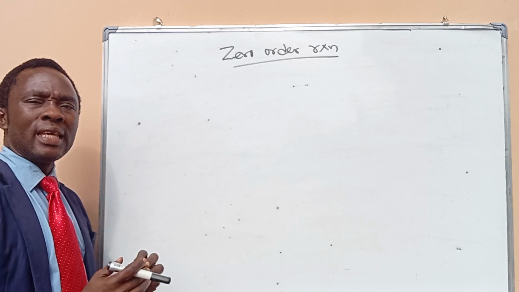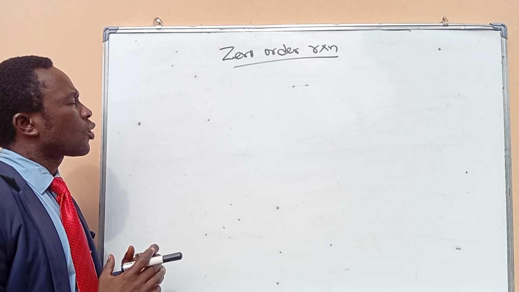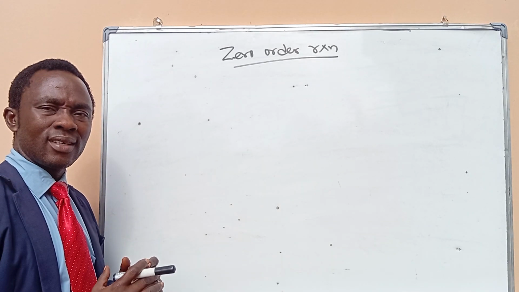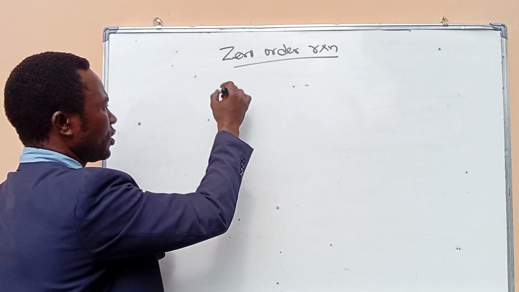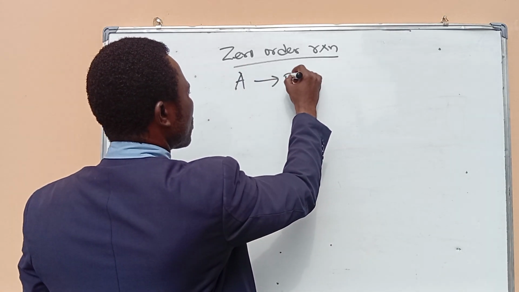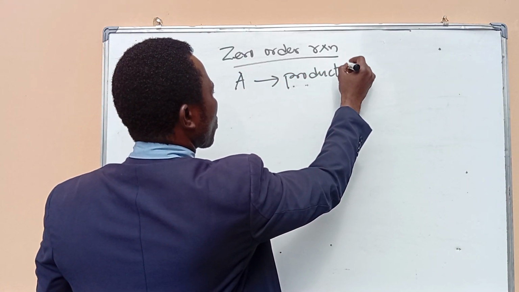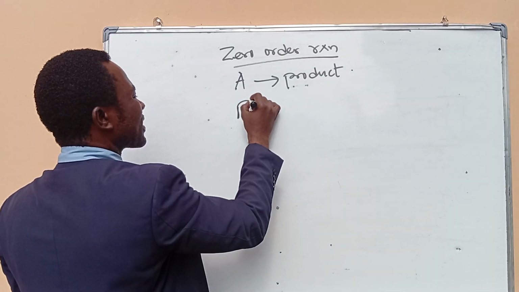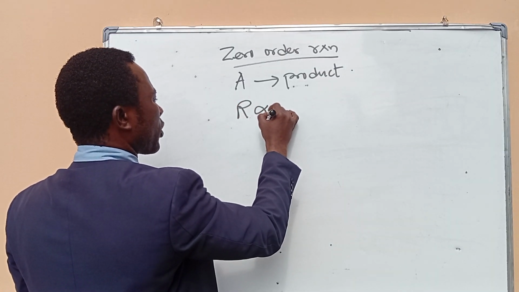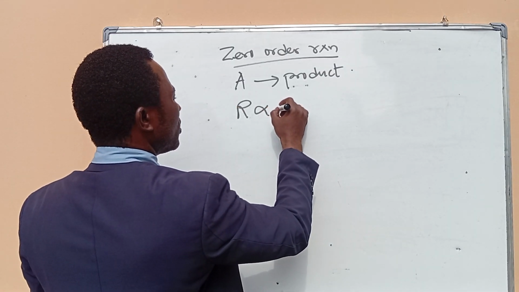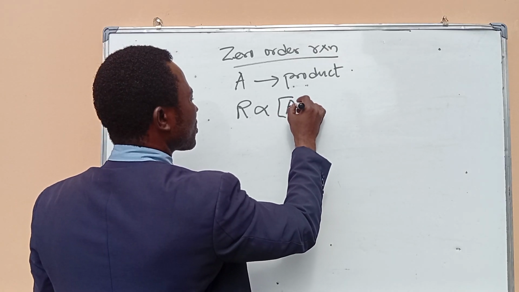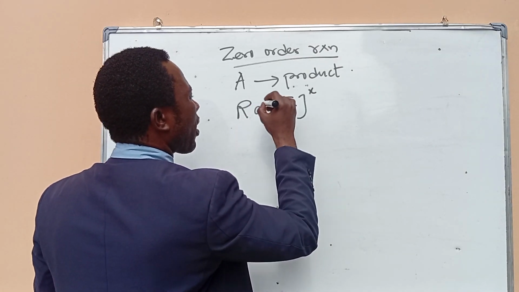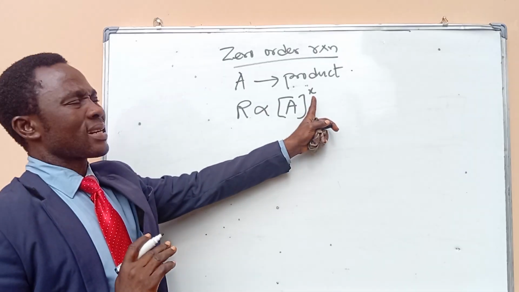That means the concentration of the reactant is raised to the power of 0. So A gives us a product. We know that the rate of reaction will be proportional to the concentration of the reactant raised to the power of the order of the reaction.